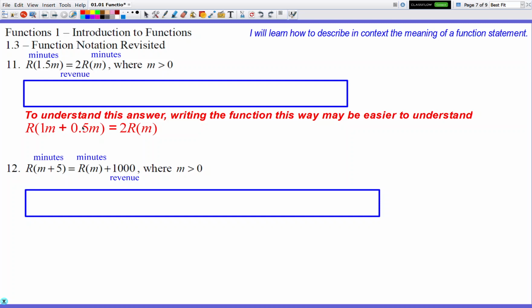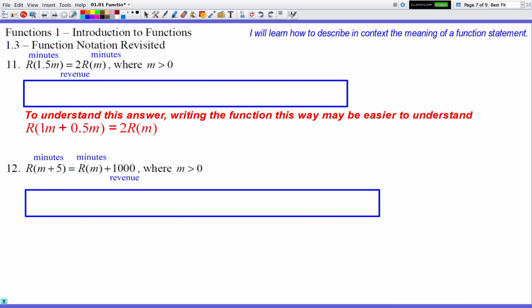So we're going to increase the amount of minutes that I advertise, basically. Since I have 0.5, I'm going to be writing something like 50%. So R of 1m plus 0.5m is basically increasing the number of minutes by 50%. That's the wording I'm going to use for this left side. And then the 2 times R of m, that's going to be using the word double. That's the kind of wording you want to see.